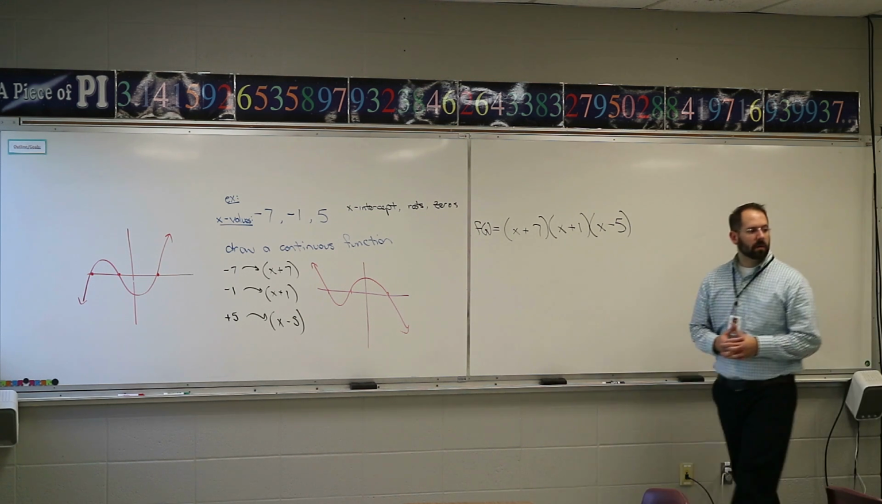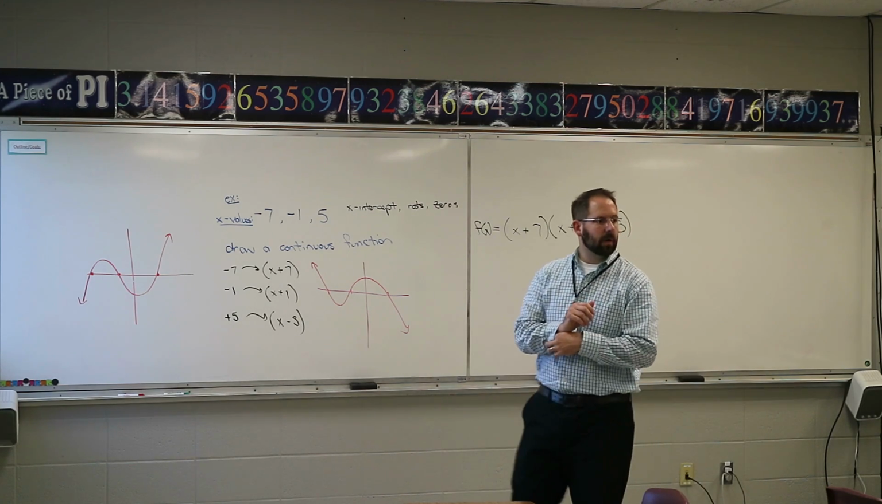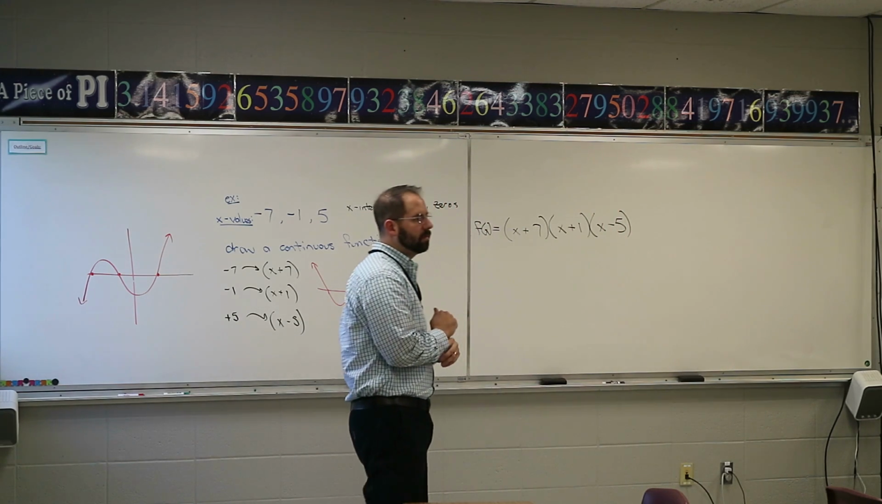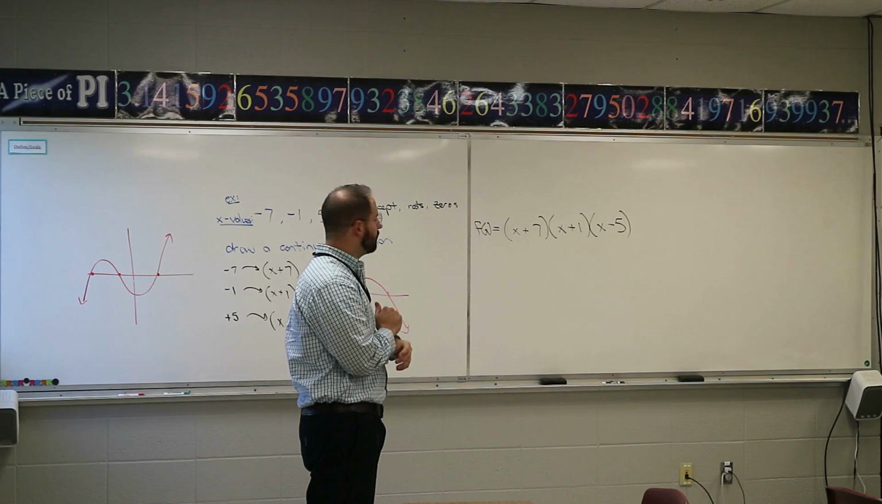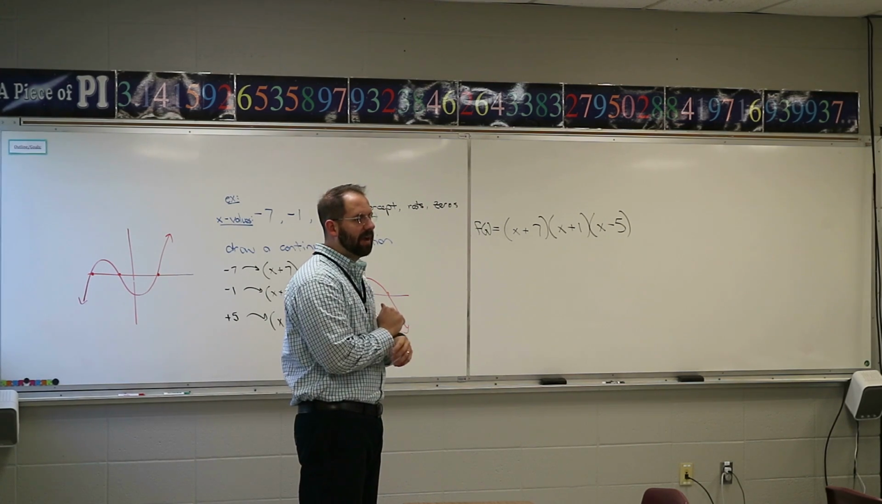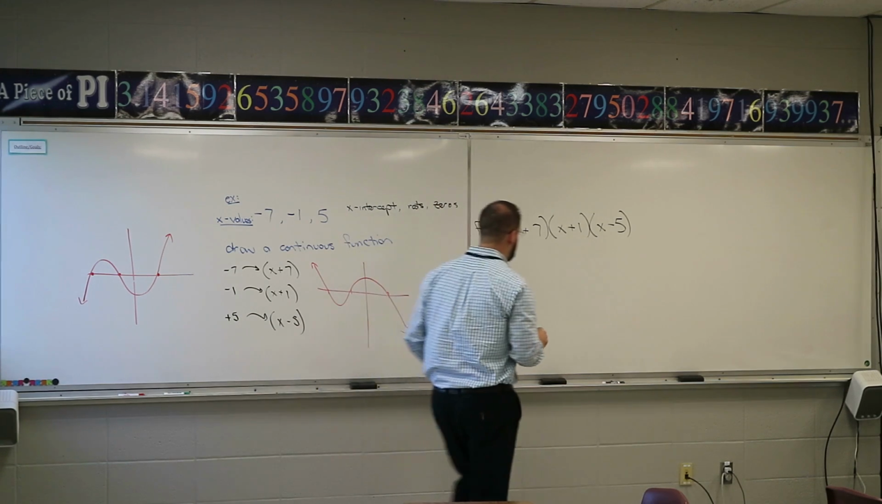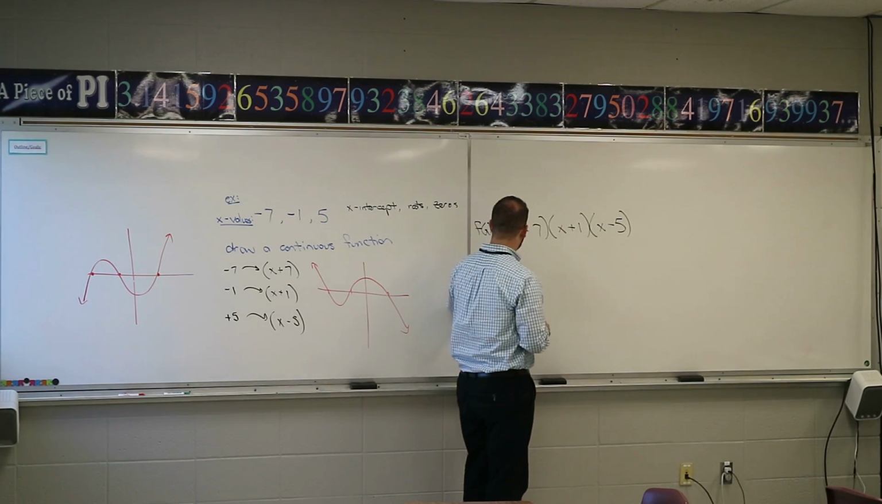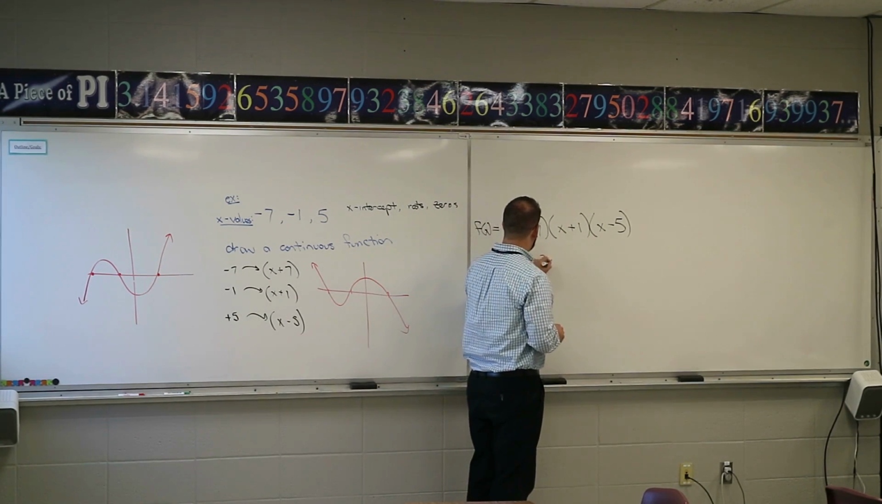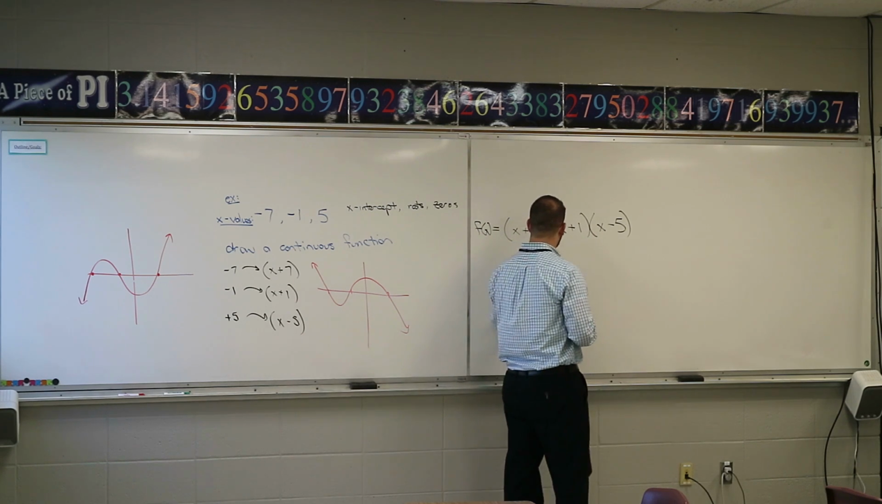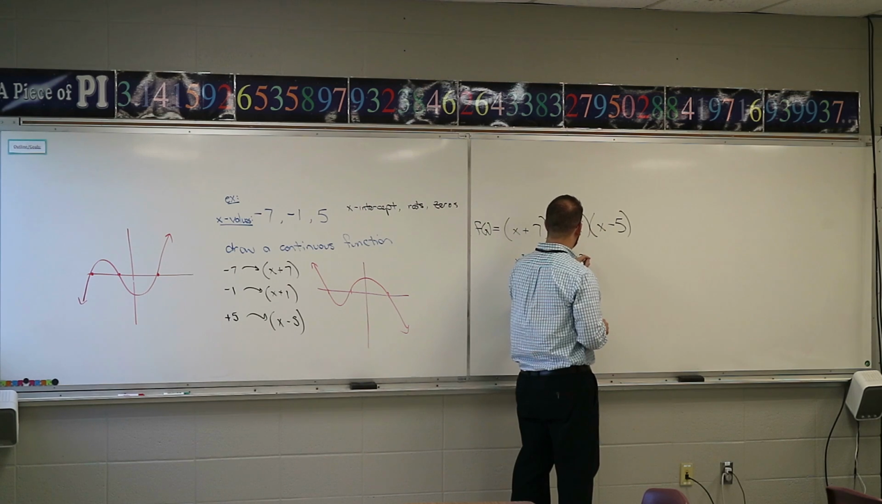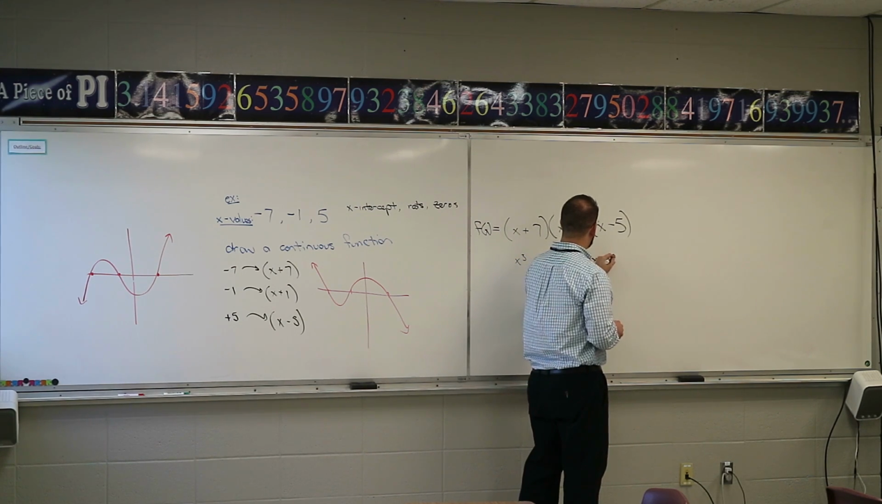I don't know how much time we need for this. If somebody has an answer or thinks they have the final polynomial, you want to read it off for me? Okay, Caleb, what do you got? X cubed plus 3x squared minus 33x minus 35. Say 3x squared. Yeah, minus 33x minus 35.